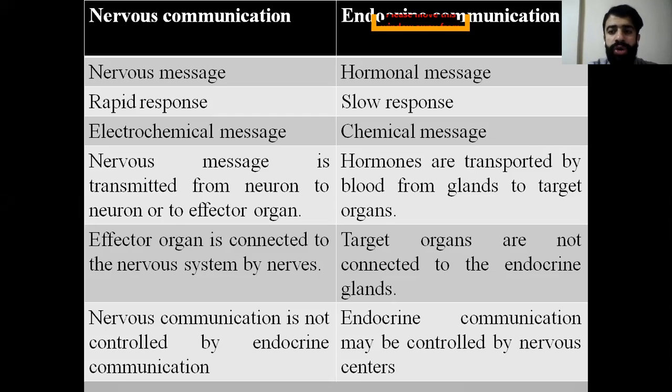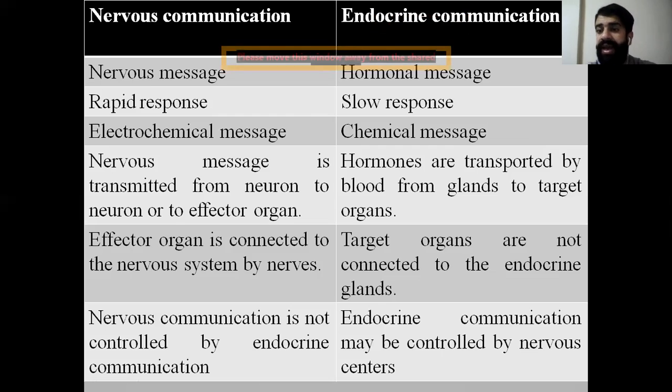The nervous message is transmitted from a neuron to a neuron, or to an effector organ. It's transferred from one neuron to another or from a neuron toward the effector organ, a muscle or a gland. While the hormones are transported through blood from the glands to their target organ. Now we're going to discuss the meaning of a target organ. An effector organ is connected to the nervous system by what? By means of nerves, whereas target organs are connected to the endocrine glands.